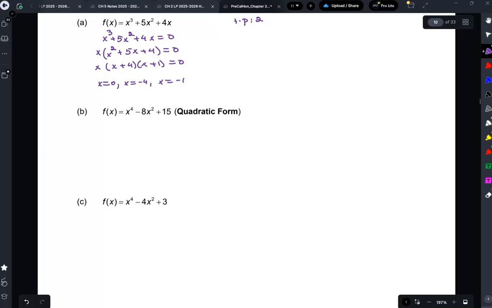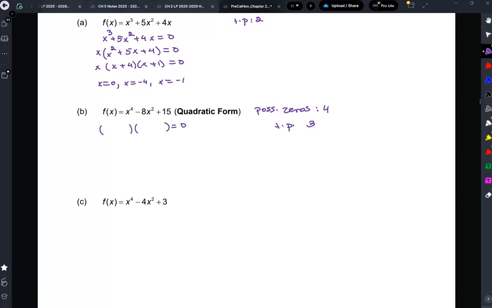Okay, so how many possible zeros here? 4. How many turning points? 3. Now, we're going to factor this. Remember, this is in quadratic form. I've given you a prompt here, but this is just because it's the notes, right? So the way we're going to factor this is it's going to be x squared and x squared, two numbers that multiply to 15 and give you 8.